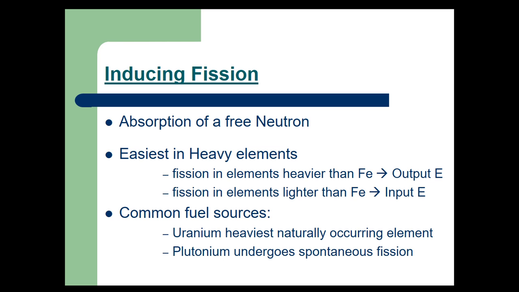So to induce fission, we have to have a free neutron absorbed, and it's relatively easy in heavy elements. So if we have elements heavier than iron, we have a lot of energy that's out as a product. If we have elements that are lighter than iron, we actually have to add energy for it to occur. So those are not as efficient. The common fuel sources that we see in nuclear reactors are uranium, and plutonium also will undergo spontaneous fission.